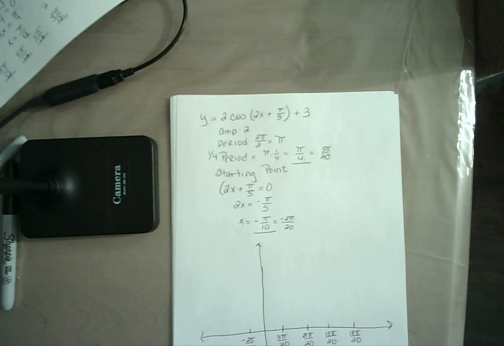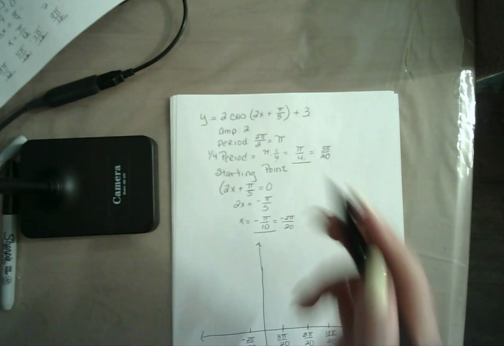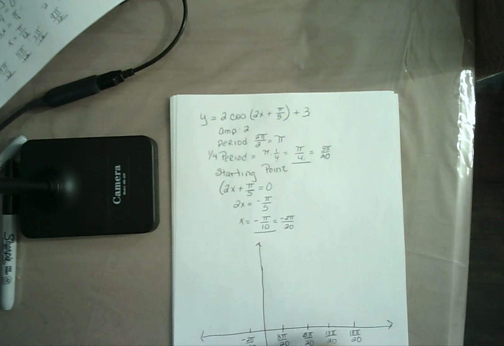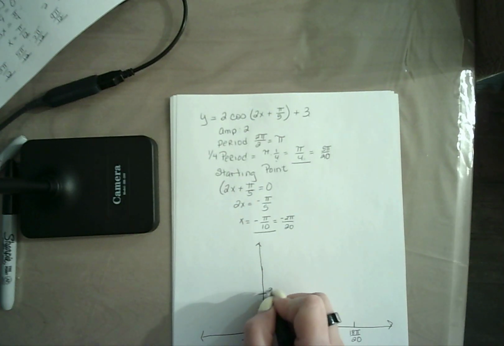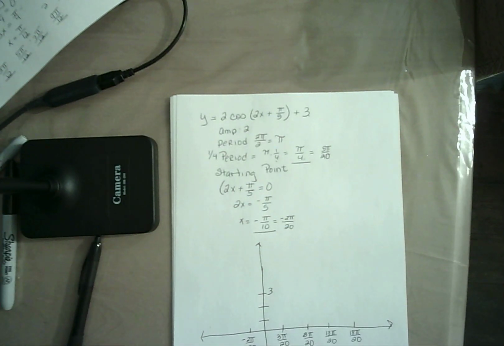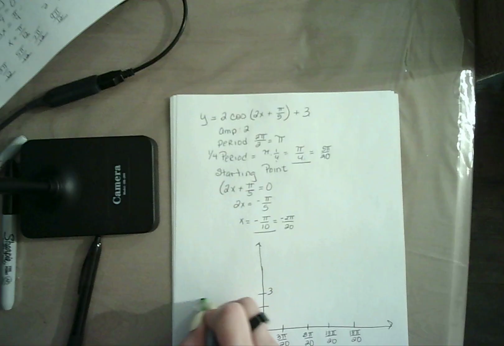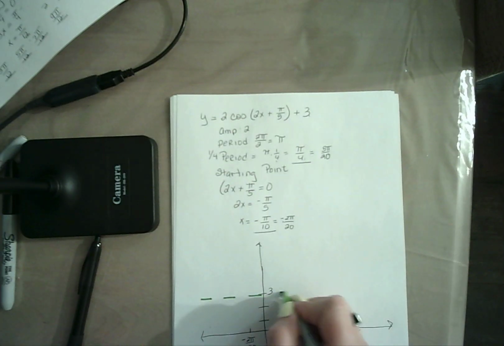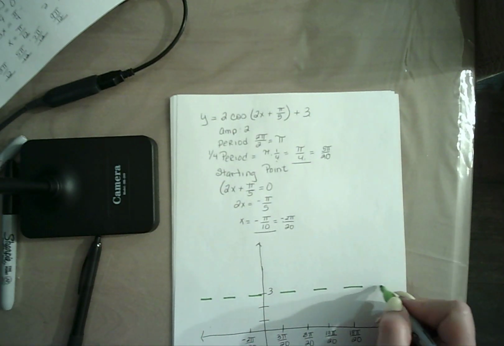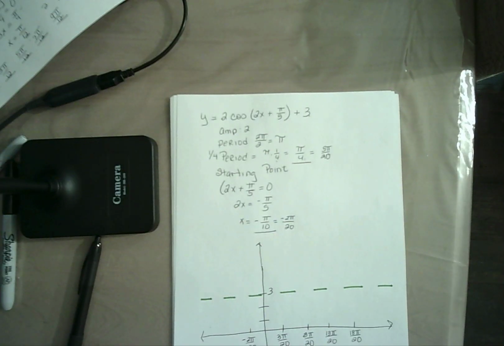Now, here's the new thing. Oops, sorry. We have a new midline. The x-axis is no longer our midline. 1, 2, 3. 3 is our midline. So what I'm going to do is draw a dotted line through my midline. That's what I'm using now.